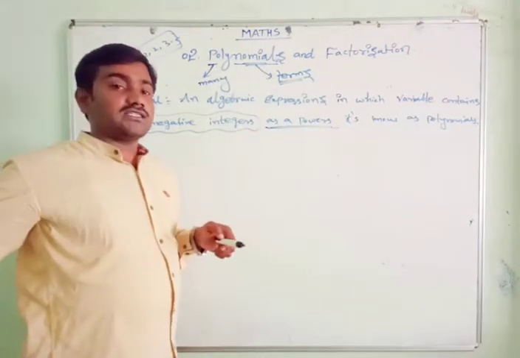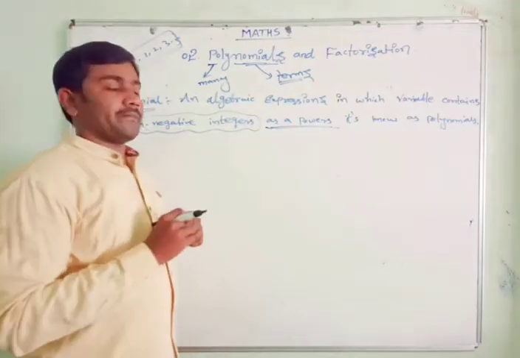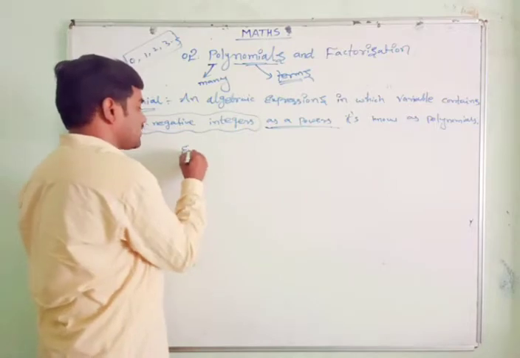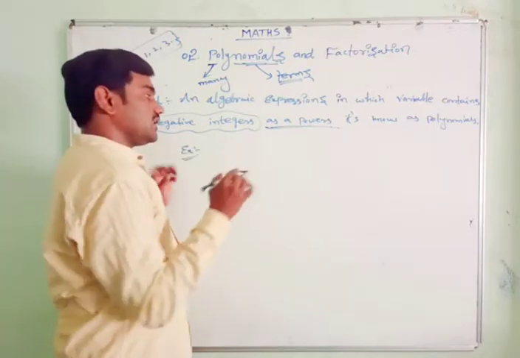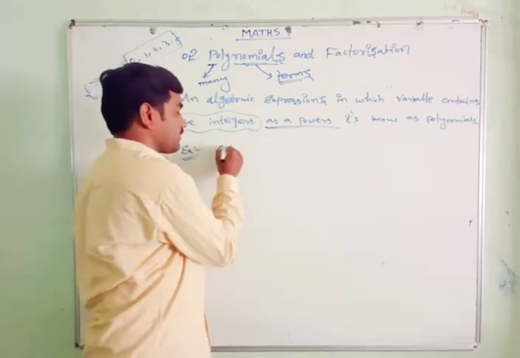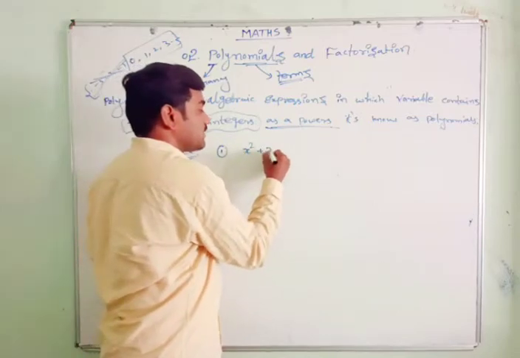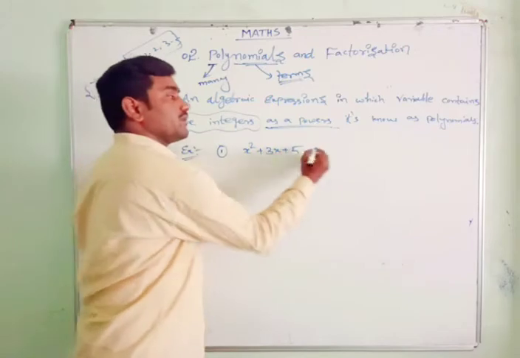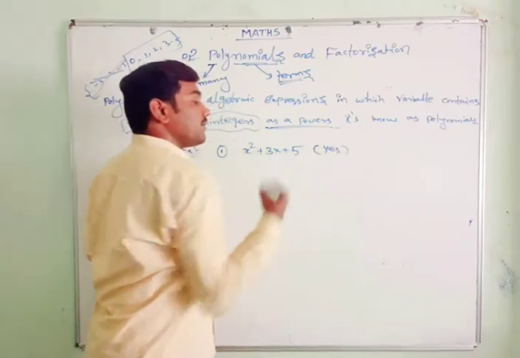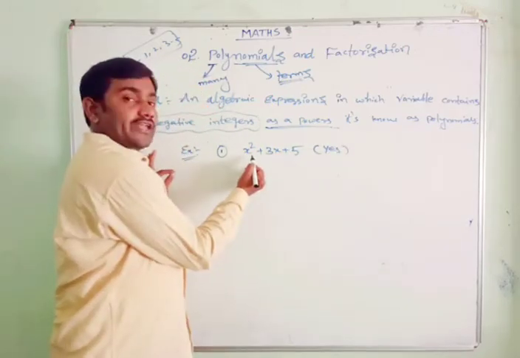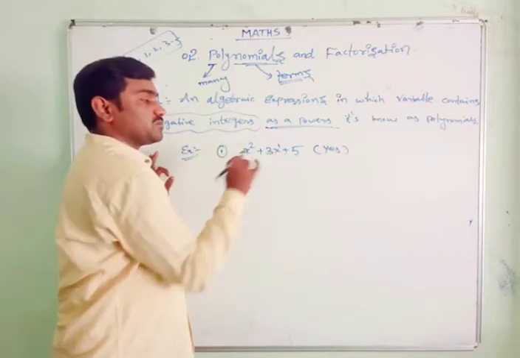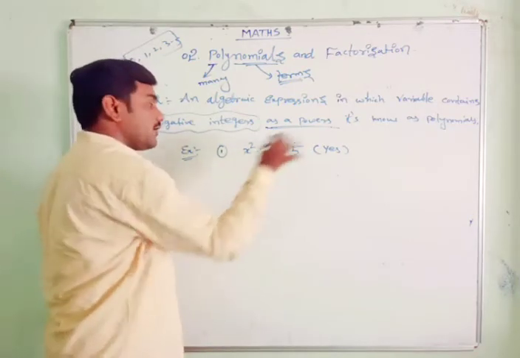Let us try to identify whether the given expressions are polynomials or not. Let me write some examples. x square plus 3x plus 5. Is it a polynomial? Yes, it is a polynomial, because the variable x always has a positive power. So this is a polynomial.